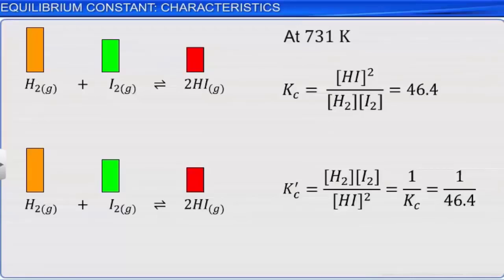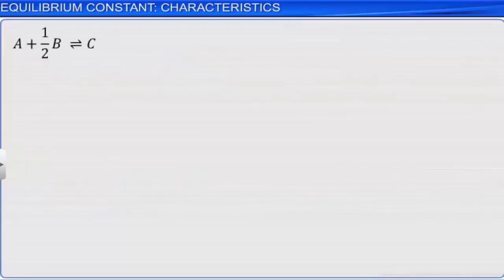If a chemical equation is multiplied by a certain factor, then its equilibrium constant must be raised to a power equal to that factor in order to obtain the equilibrium constant for the new reaction.